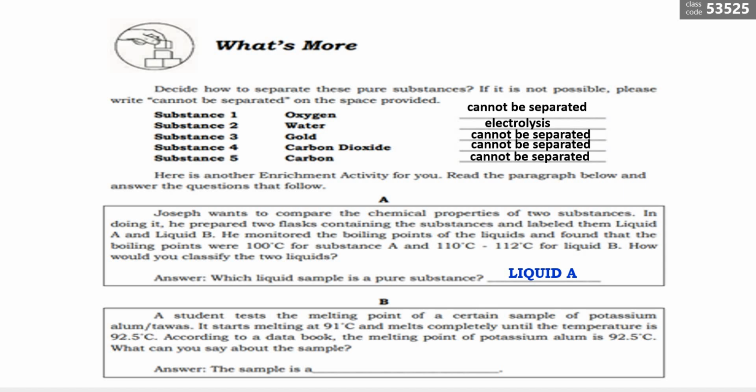Let's have the second scenario. A student tests the melting point of a certain sample of potassium aluminum, or the so-called tawas in our dialect. It starts melting at 91 degrees Celsius and melts completely when the temperature is 92.5 degrees Celsius. According to a data book, the melting point of potassium aluminum is 92.5 degrees Celsius. What can you say about the sample? Answer is, the sample is a pure substance, and that is correct. Okay, let's move on.